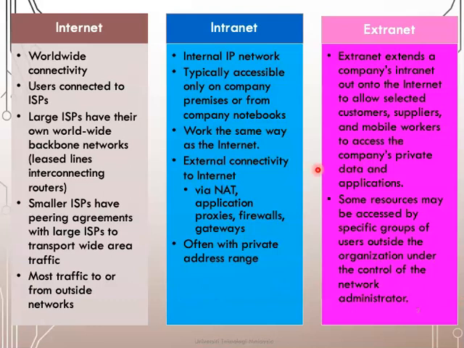And the extranet blurs the line between the internet and intranet. The extranet extends the company's intranet out onto the internet to allow selected customers, suppliers, and mobile workers to access the company's private data and applications. Basically, it is making the intranet available to selected external customers via the internet. So some resources may be accessed by specific groups of users outside the organization under the control of the network administrator.